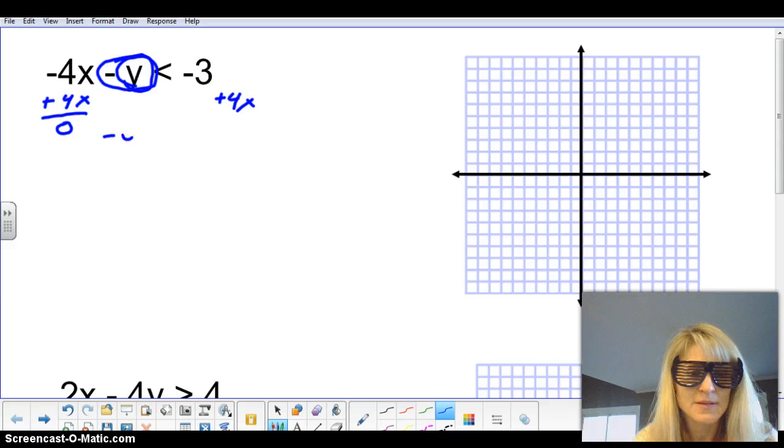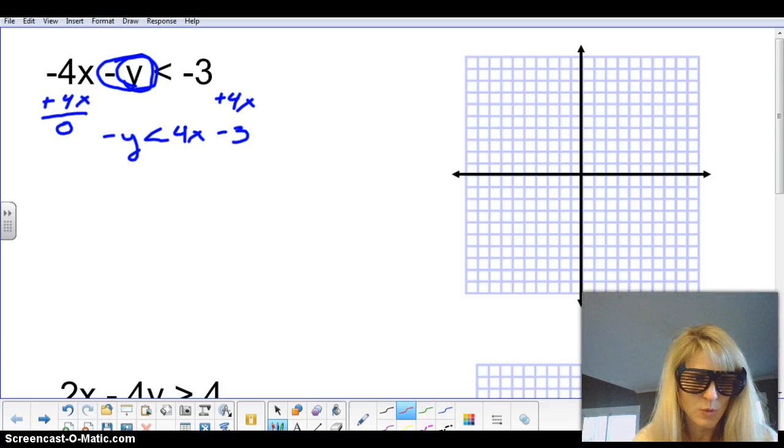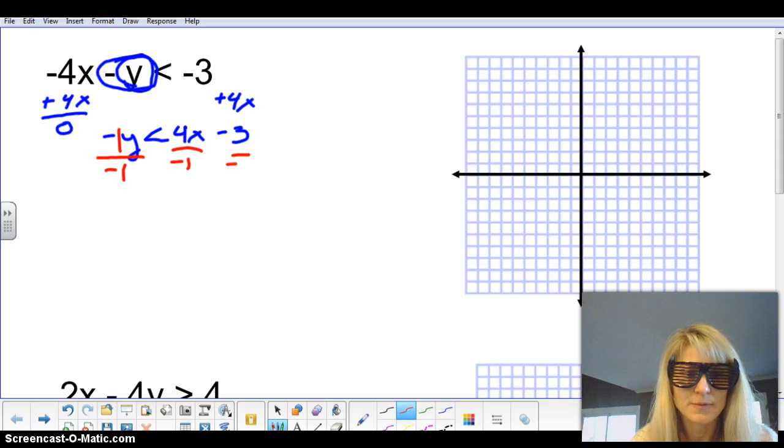So now we have negative y is less than, and I'd like to write that 4x first, minus 3, because then it's in y = mx + b, so I know where the slope and the y-intercept are. Like we've mentioned before, there's a 1 in front of this y that we don't write, so actually now it's a negative 1. So we can divide through by negative 1, and everything gets divided by the negative 1.